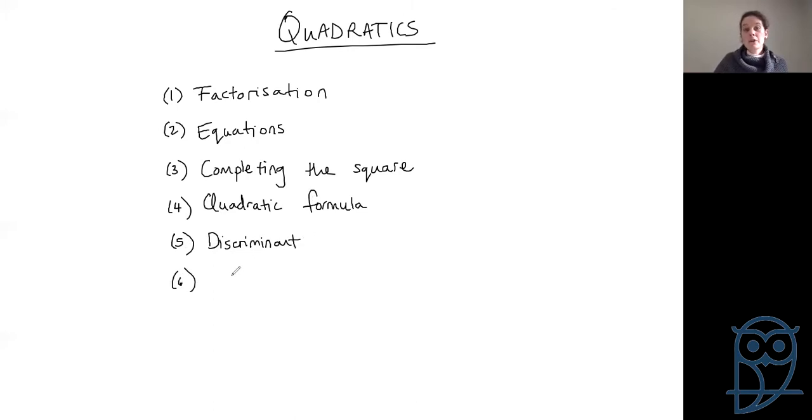We also work with quadratic inequalities. And the last one, but not the least, simultaneous equations involving quadratics.